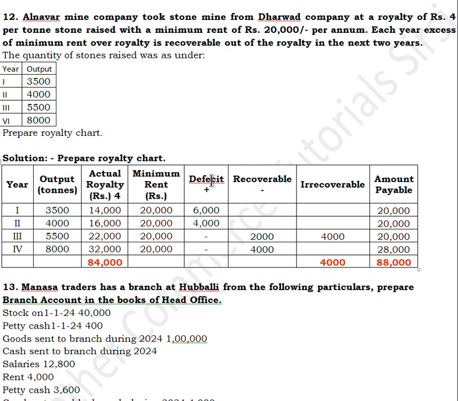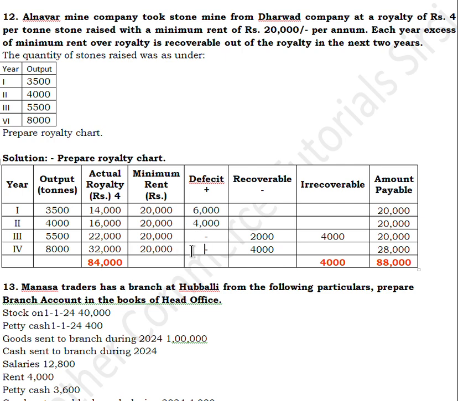Then what about this deficit column? Deficit column is also easy. You have to subtract the fourth column from the third column, that is actual royalty and minimum rent. See here, 14,000 minus 20,000 comes as minus 6,000. In deficit we should enter only if the answer comes negative, so 6,000. 16,000 minus 20,000 comes as 4,000. Next, 22,000 minus 20,000, the answer will be plus 2,000. That's why it will become nil. So remember, in deficit, you should make the entry only if the answer comes negative.